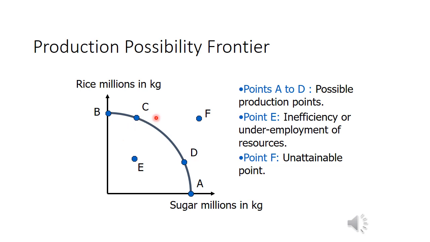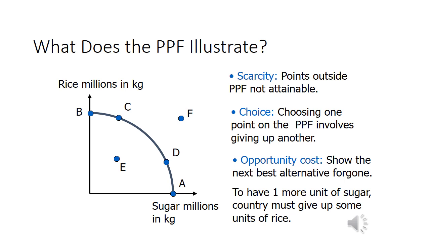Now, these points represent the few concepts that we have been talking about so far. Point F shows you scarcity. The economy is not able to attain any point outside of the PPF. This boundary is the maximum extent of these two goods that this economy can produce. So point F, which is outside of this boundary, is not possible. So it shows you scarcity. Things are not enough.